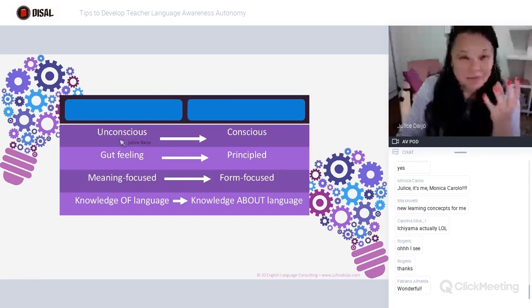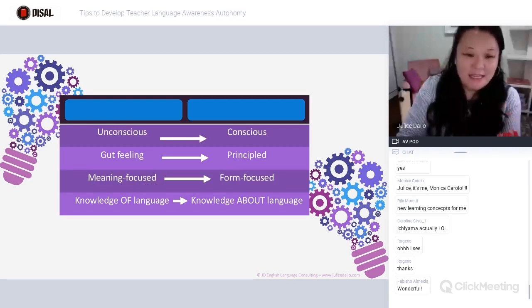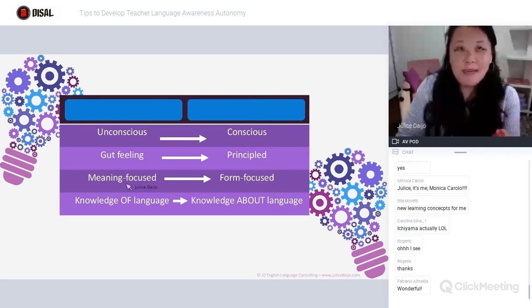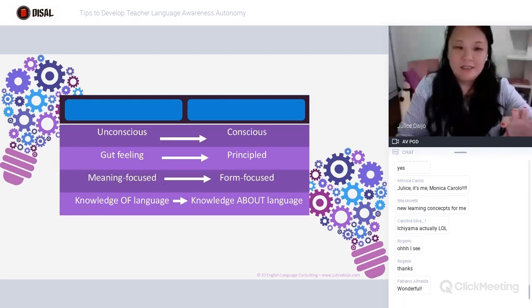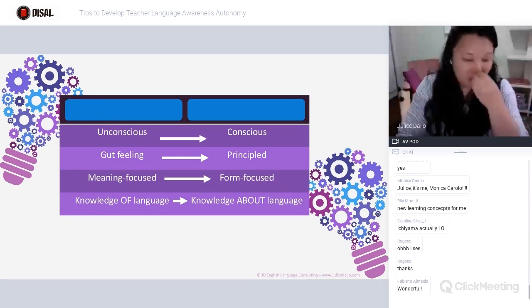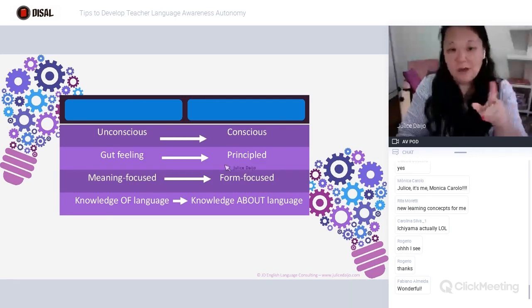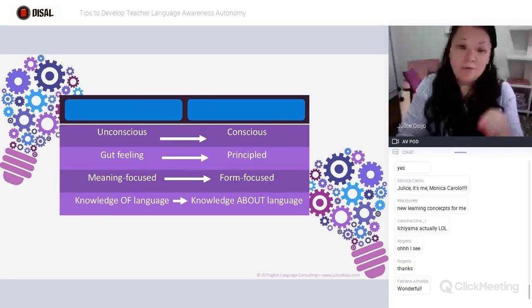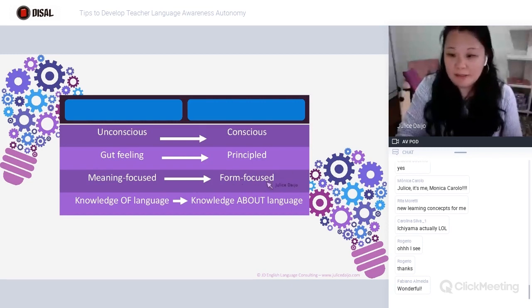In other words, language awareness is when you make the unconscious process conscious. When your gut feeling actually becomes something principled, something studied, proven, with evidence. When the focus is not only on meaning, but there's a lot of focus on form as well. Meaning focused is like when you're reading a text and you tell your students or yourself, okay, all I have to do is understand the general idea. So this is meaning focused. And of course, there are moments you are going to read just for meaning. But if you're focusing on language awareness, you're going to go beyond. You're going to do some study on the form as well. And form includes not only grammar, but also discourse analysis, pronunciation. Everything would fall into this category.